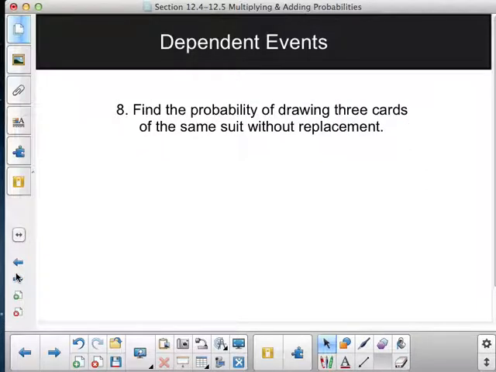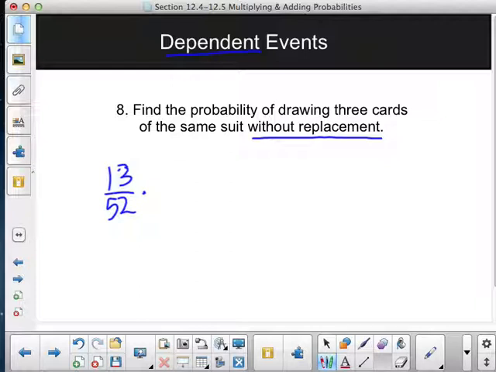Let's look at example 8. Find the probability of drawing 3 cards of the same suit without replacement. This without replacement is the keyword for dependent. For the same suit, there's 13 of any suit out of 52. Now if I want to get the same suit again, there's only going to be 12 of those suits out of 51 cards because there was one less card in the deck. And that's going to be 11 out of 50.